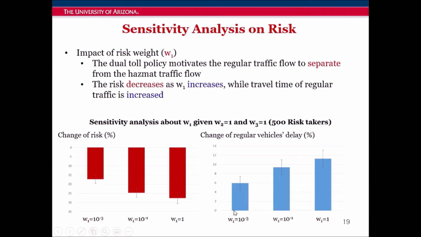W1 means risk weight, and as you can see, the dual price policy motivates regular traffic flow to separate from the hazmat traffic flow. The risk decreases as W1 increases. Because if we increase the W1 risk weight, the AI model should consider this risk as significant, so it tries to minimize the risk as much as possible. However, because we are considering the risk significantly, the importance of the travel time can be disregarded. So that's why the travel time increases as W1 increases. The two figures have the opposite pattern.